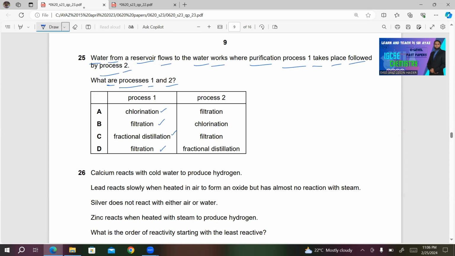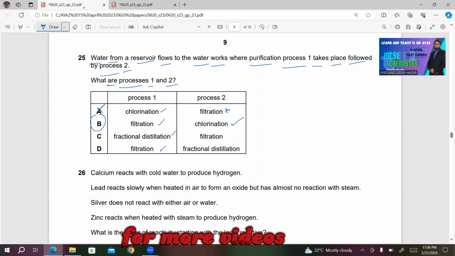Now, in choice A, after process 1, they are doing filtration, which is incorrect. You can carry out chlorination after filtration because filtration involves removal of insoluble solid. So this can't be the right answer, A. Instead, B will be the right answer because first they are doing filtration, then they are carrying out chlorination. So B must be the right answer.